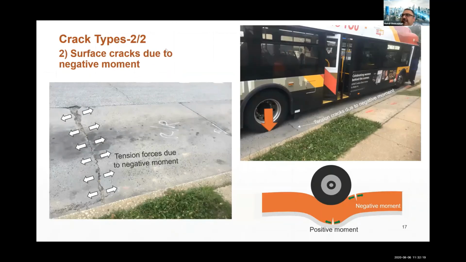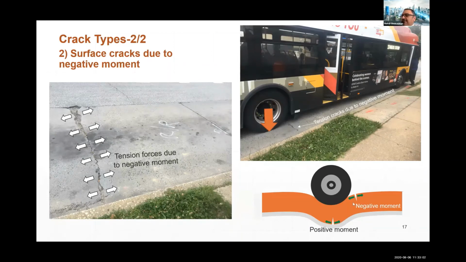Another thing is the surface cracks due to the negative moment. As you see here, this is a bus stop, and this is a bus pad. Here is where the bus usually stops, and you see that these cracks usually happen very close to the rear tire. This is a mechanism that we can use to explain the negative and positive moments that occur when a bus passes the bus pad.